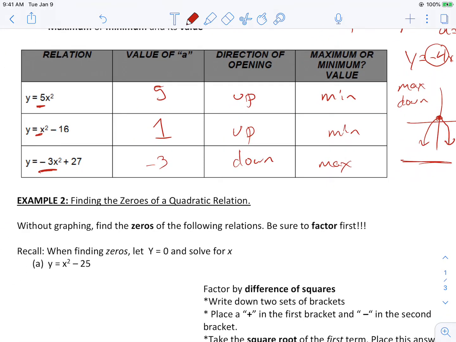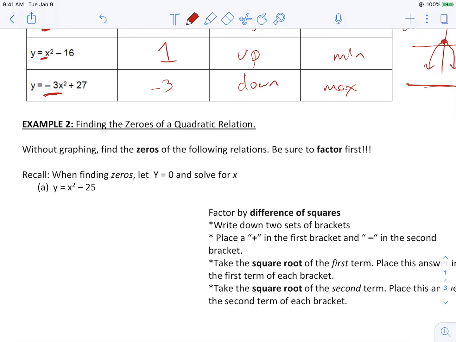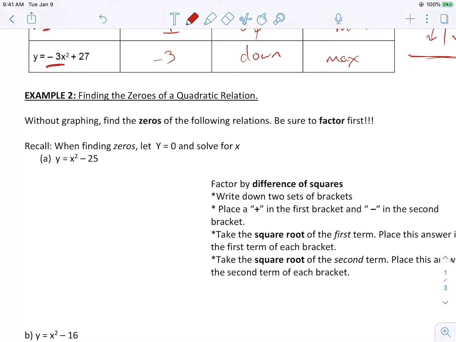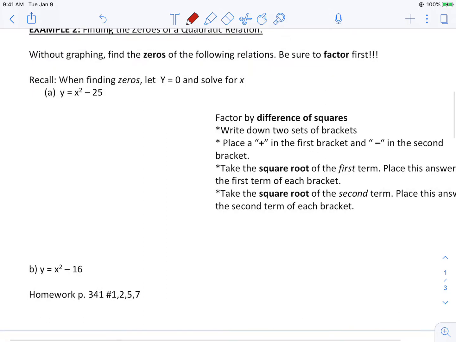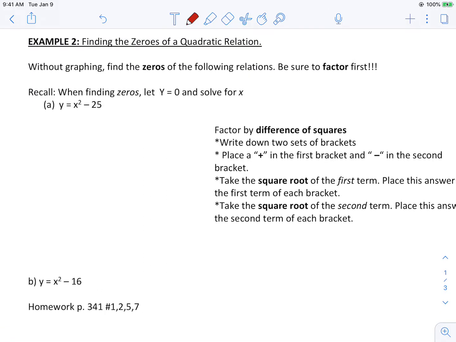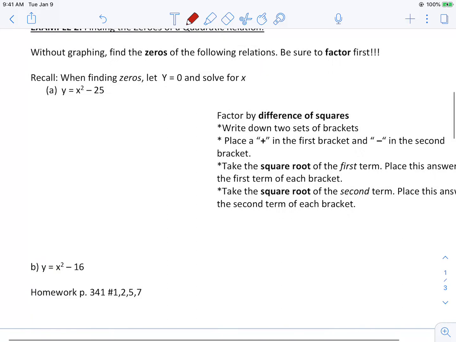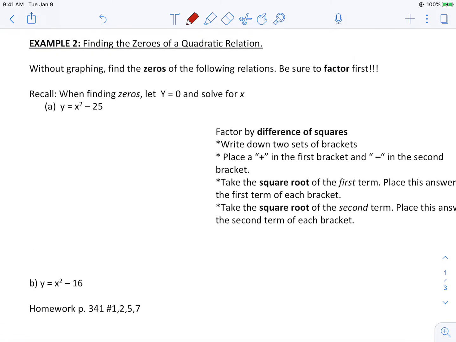Okay, one of the most important things we will do is going to be finding the zeros of a quadratic relation. Okay, we're not going to spend too much time using what's called a difference of squares in this course. So we're going to skip over most of this. But this skill, finding the zeros of a quadratic relation, will always involve factoring.